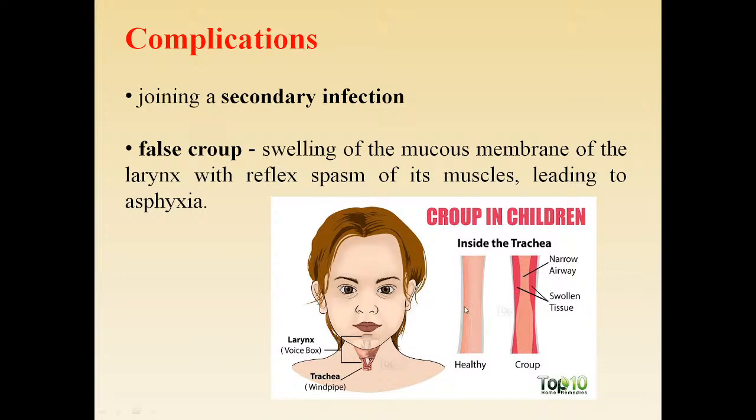You can see the healthy, normal condition of the larynx, and due to croup, narrowing of the airway and a swollen mucous membrane, with edema, reflex spasm, and asphyxia. This is about complications: secondary infections and false croup.